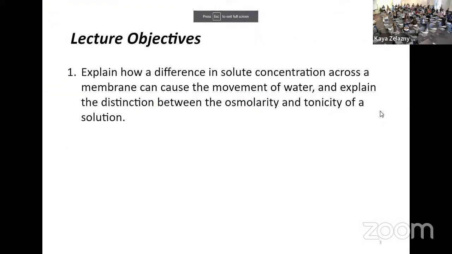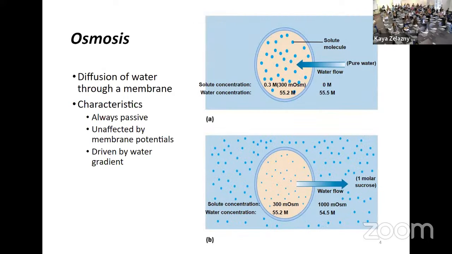That was a lot of me talking without those definitions written here. Okay, so osmosis, our definition is moving water across that membrane. So this movement is going to be passive. We don't have to worry about membrane potentials. What we do want to think about is water gradients and solute gradients as well.